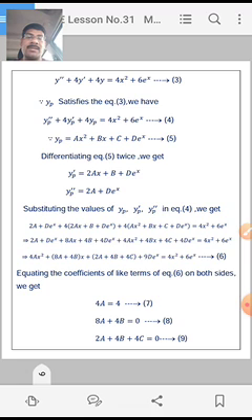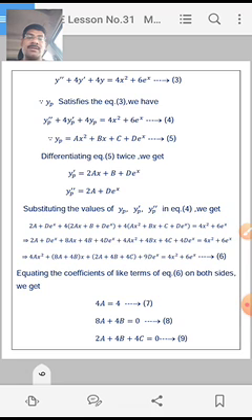Substituting the values yp dash and yp double dash in equation 4, we get (2a plus d e power x) plus 4 times (2ax plus b plus d e power x) plus 4 times (ax square plus bx plus c plus d e power x) is equal to 4x square plus e power x.